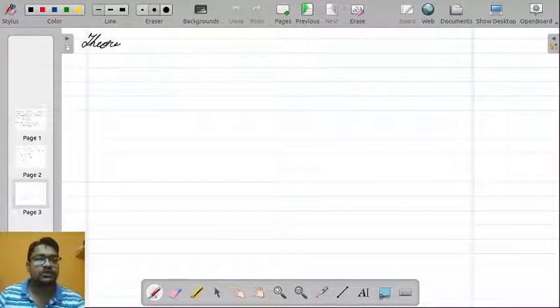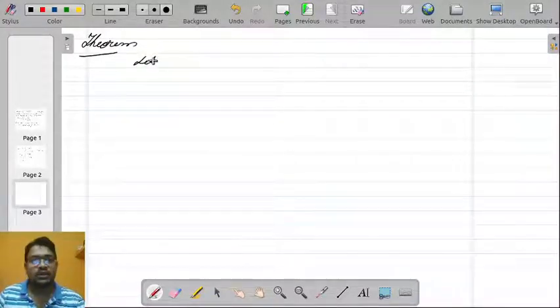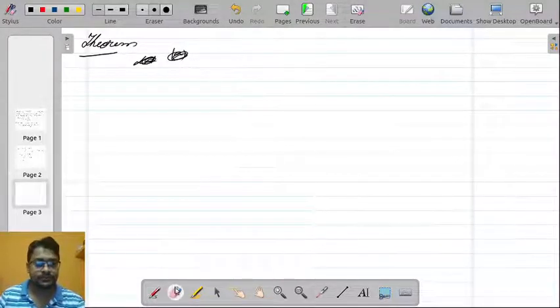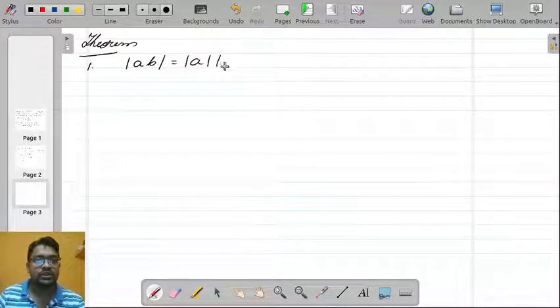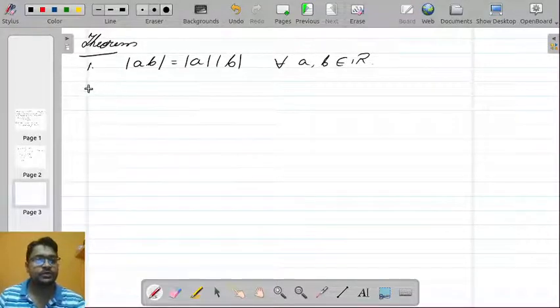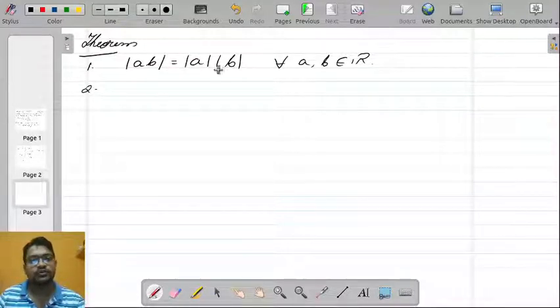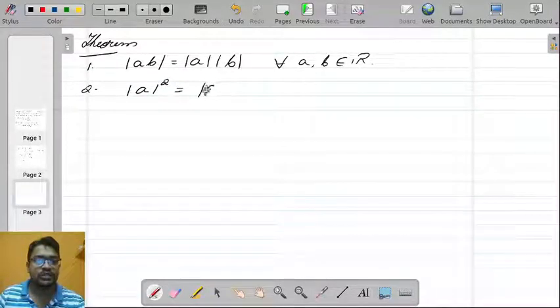Let us do it as a theorem. Number 1 is modulus of AB is equal to mod A multiplied with mod B for all A, B inside the set of real numbers. So we can separate the product. Mod of the product is equal to product of the mod. Number 2 is mod A whole square is same as mod of a square, which will follow from the first one, for all a inside R.